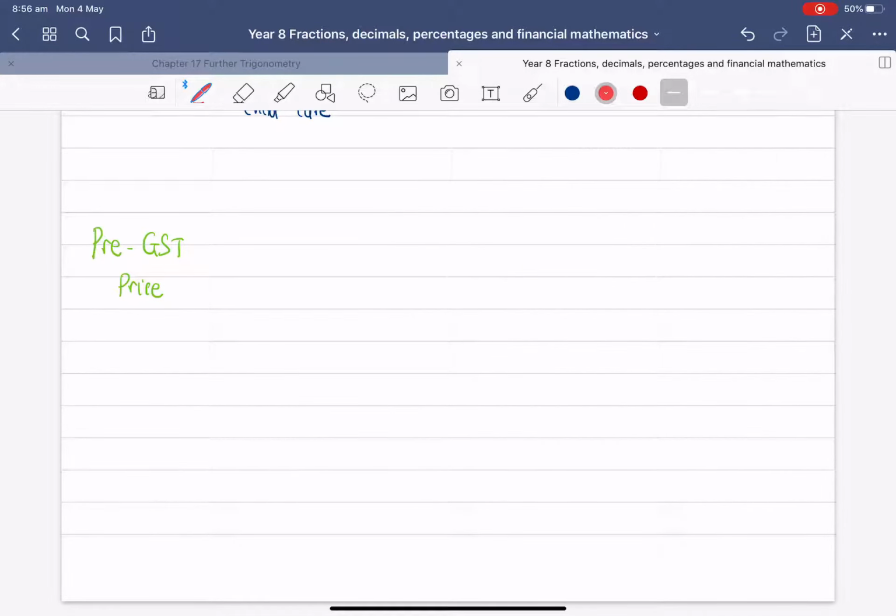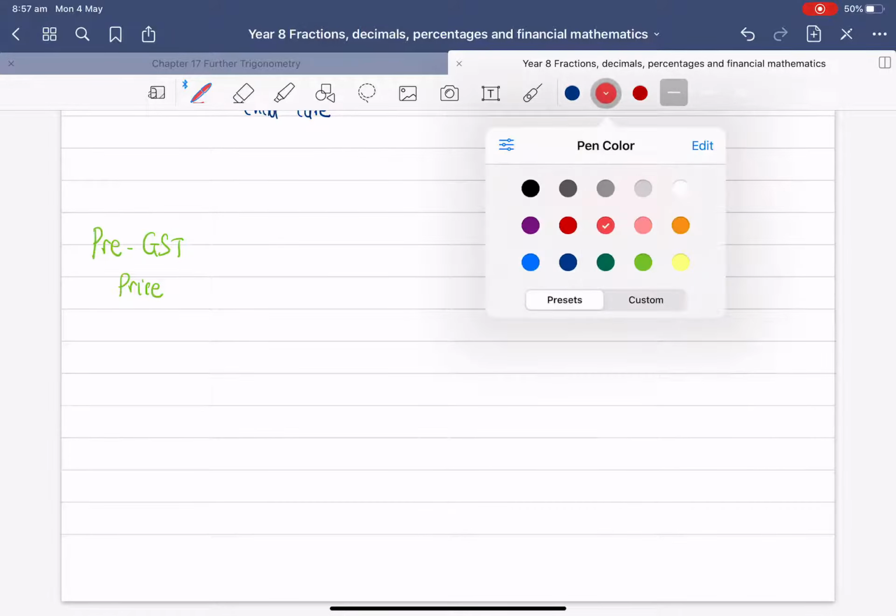And then there will be something called the GST charged. So how much they charge you as tax, so GST charged.